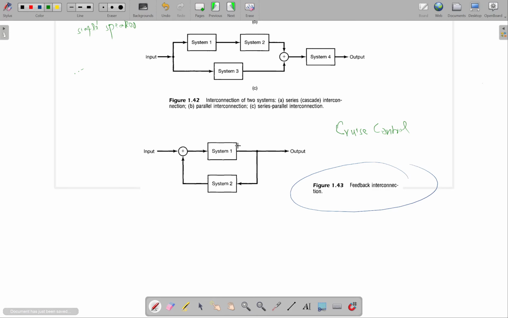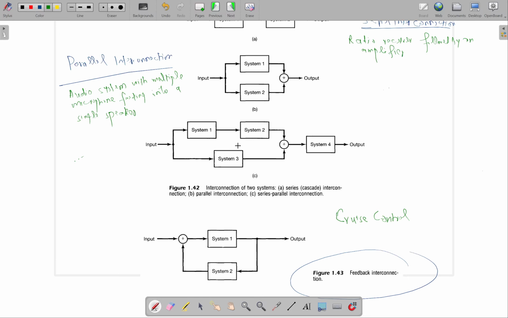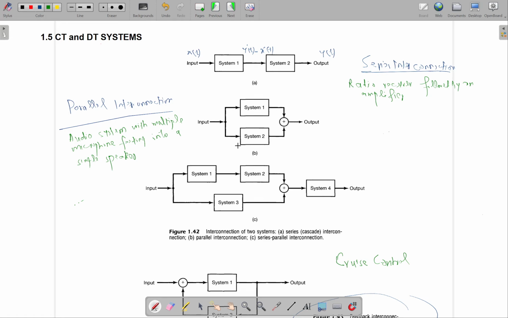All right. So these are a few ways in which different systems can be connected with each other. And normally in practical applications, multiple systems are connected with each other and they are all working. And you will seldom find a system which is standing alone in practical applications.